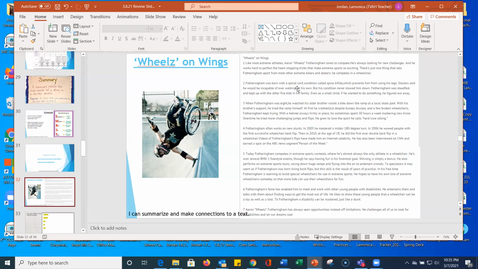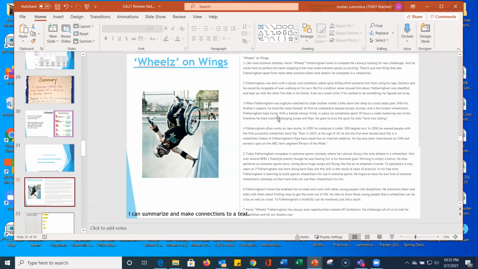Fotheringham was born with a spinal cord condition called spina bifida, which prevents him from using his legs. Doctors said he would be incapable of ever walking on his own, but his condition never slowed him down. Fotheringham was steadfast and kept up with the other 5 kids in his family. Even as a small child, if he wanted to do something, he figured out a way. When Fotheringham was 8, he watched his older brother rocket a bike down the ramp at a local skate park. With his brother's support, he tried the ramp himself. At first, he crashed.